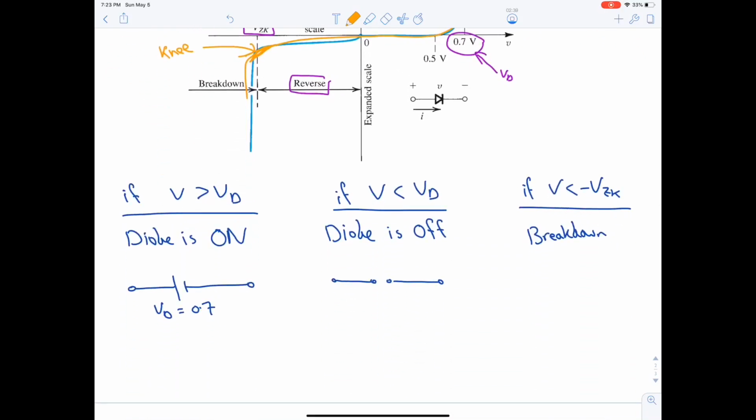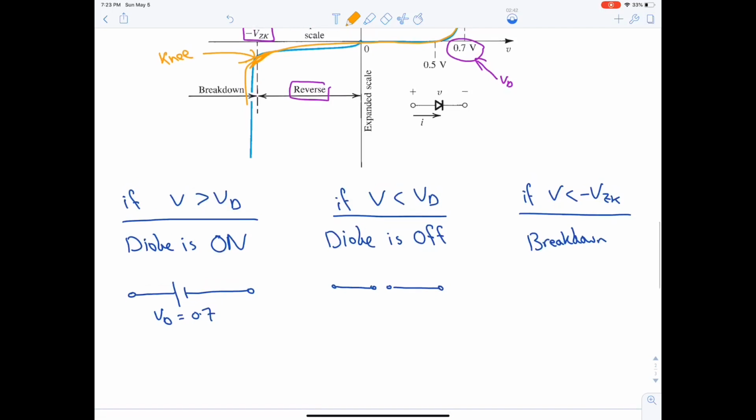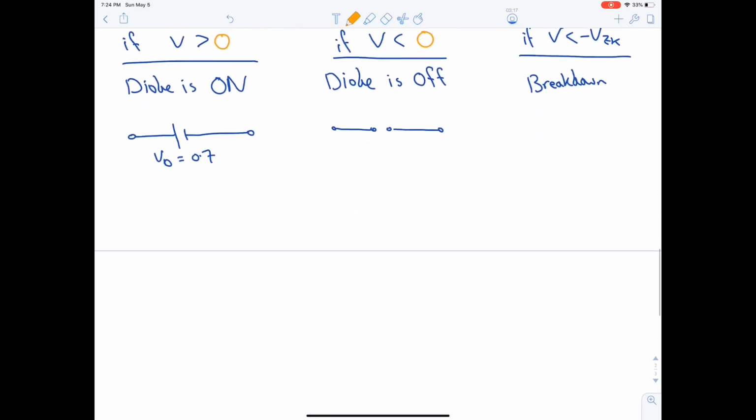Now, as I said, if V is greater than VD, greater than 0.7, or let's say 0, then the diode will be on, and we will represent it as a DC voltage source whose value is 0.7. And if V is less than 0, then the diode is off, which is an open circuit. When V is less than minus VZK, then we are in the breakdown region, meaning the diode is no longer working. It's completely destroyed. Okay? Moving on.